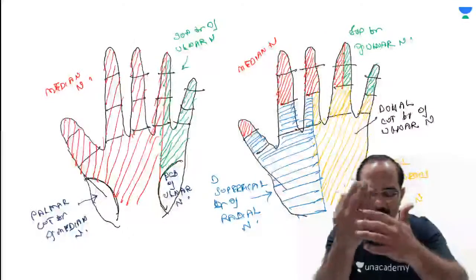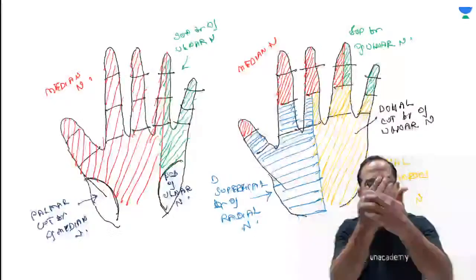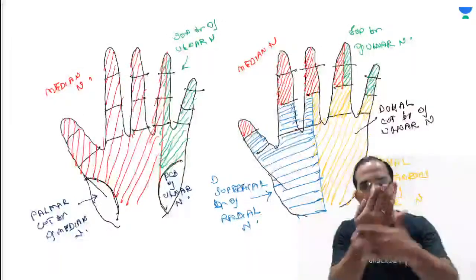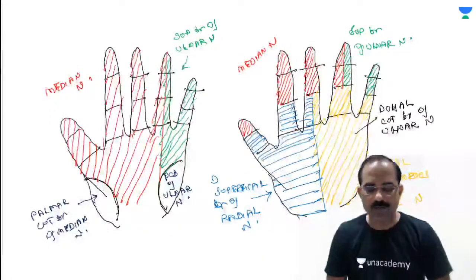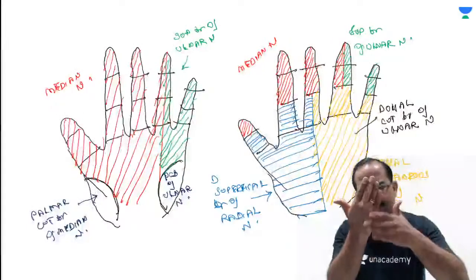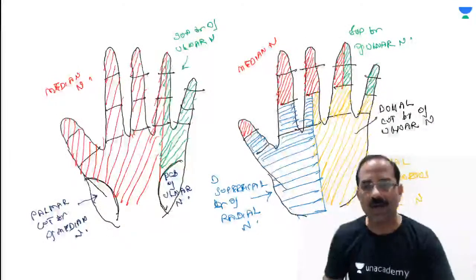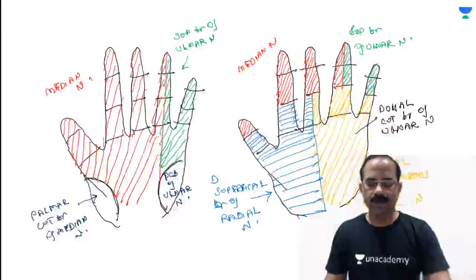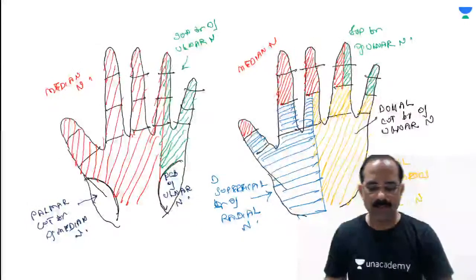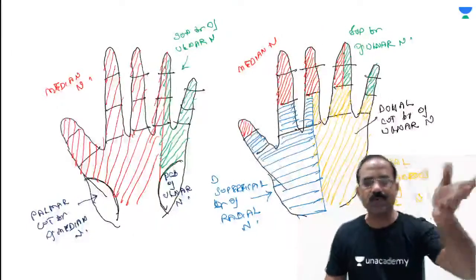Now the proximal phalanges of 2.5 fingers and the dorsum is supplied by the superficial branch of radial nerve, and this 2.5 and the dorsum is supplied by the dorsal cutaneous branch of ulnar nerve. Is this clear? Yes, Chandan. Palmar is easy. Dorsal thoda sa difficult hai, but that's fine. Once, twice, thrice you revise, it will be easy.